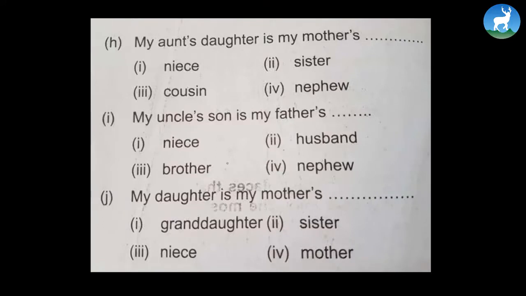So let's work on the last one. My daughter is my mother's... What do you say? My daughter is my mother's sister, mother, niece, or granddaughter. I bet you know this. It's granddaughter. So this brings us to the end of chapter 1.